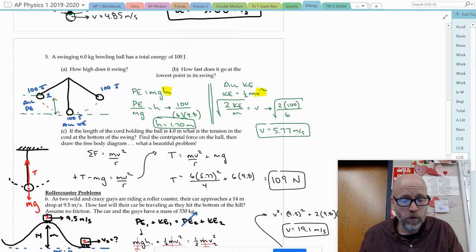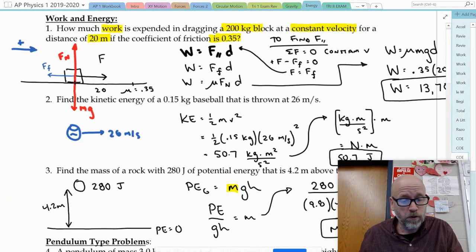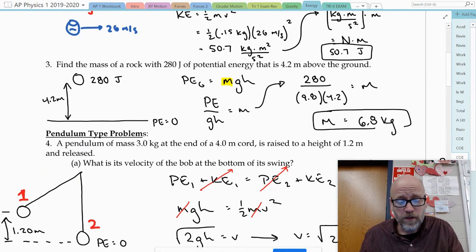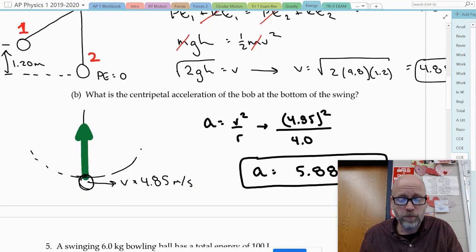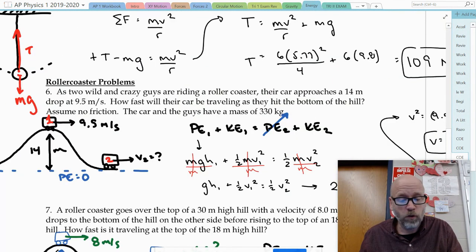So, what we did, at the beginning we did some simple work, kinetic energy and potential energy. Then we applied this idea of the total mechanical energy being conserved to some pendulum problems with a little circular motion review thrown in, and then roller coaster problems.